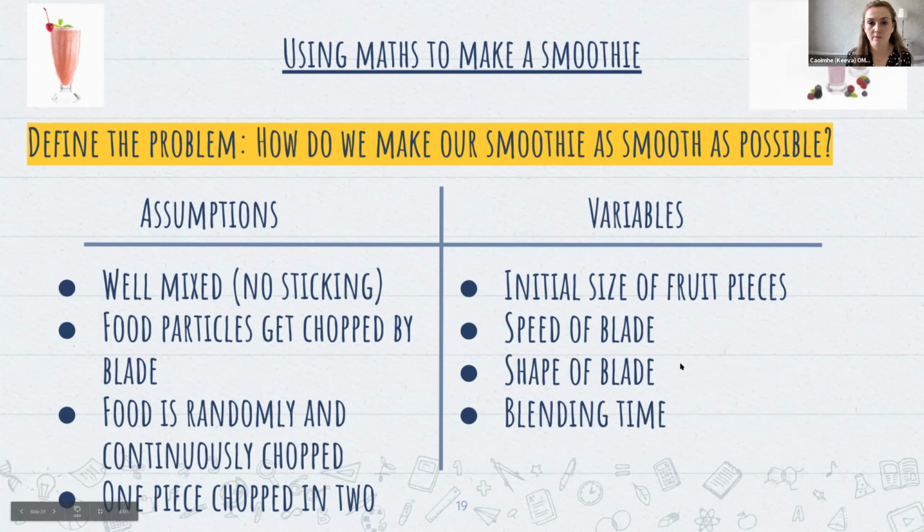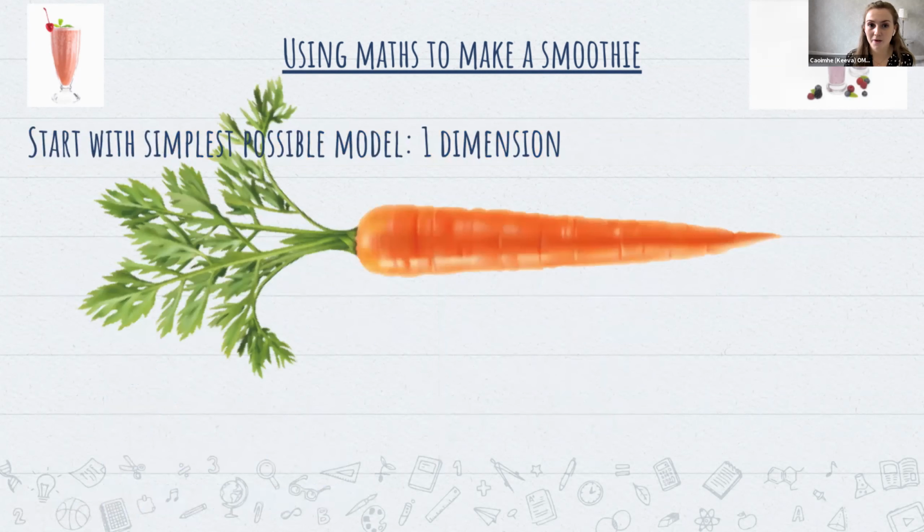Shape of the blade, Patrick mentioned the length of the blades and things, that's important. And the blending time is very important too. So I'll quickly go through the simplest model. Okay, this is a disclaimer, this is not physical, but this is how we would start a modeling process when you've got something as sophisticated as this blender with all the fluid dynamics and all the particles. You have to start somewhere very simple.